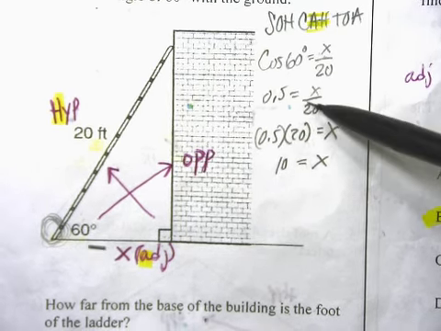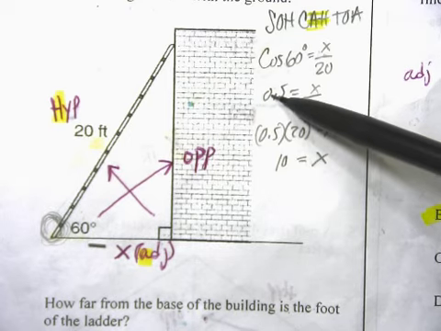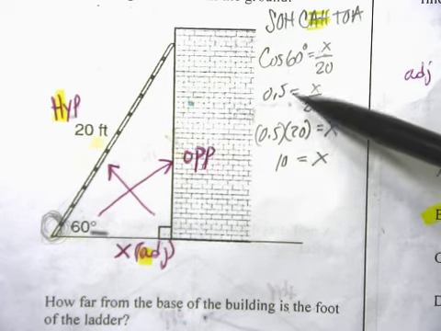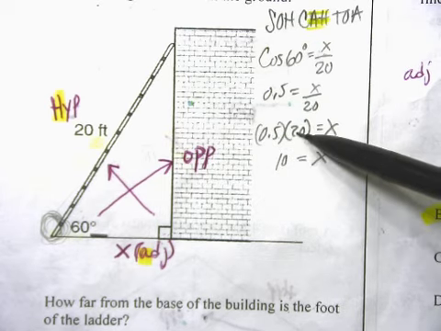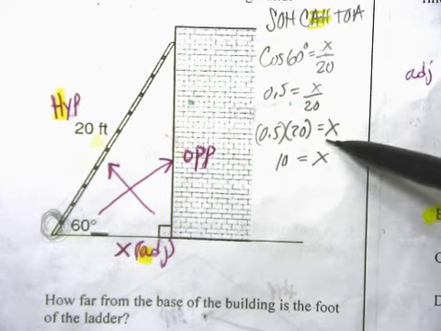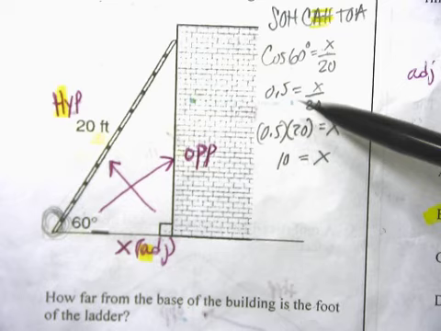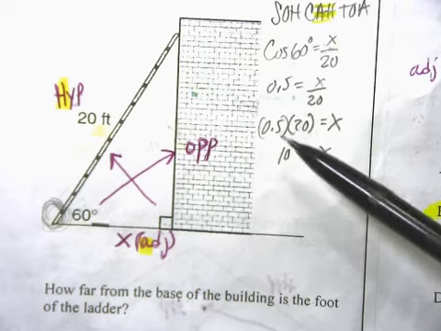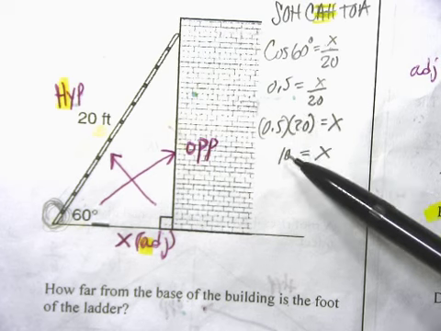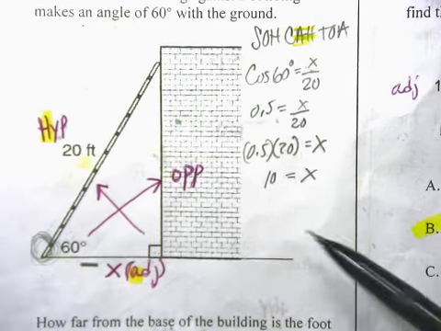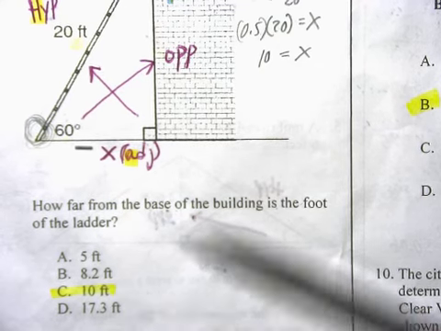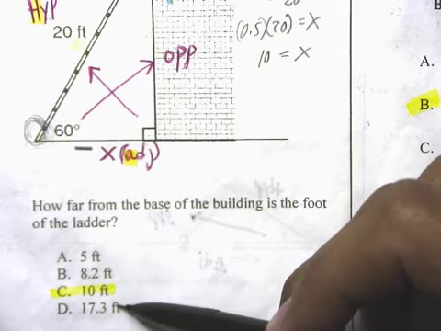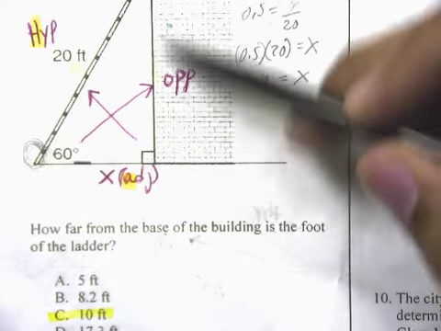I want to get rid of the denominator. That's the first step I always want to do. How do I get rid of that denominator? I multiply across the equal sign. So I'm going to multiply 20 times 0.5, and that's going to be equal to X. Look at that, I got rid of the 20 in the denominator. Now when I multiply these two together, 0.5 times 20 is 10. So I got 10, and that's going to be choice C.